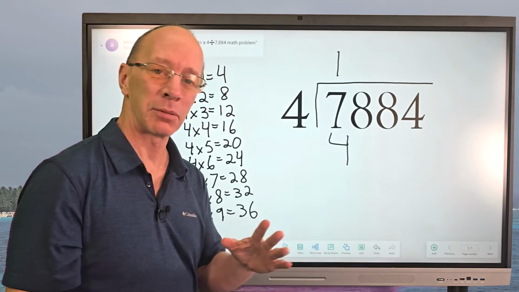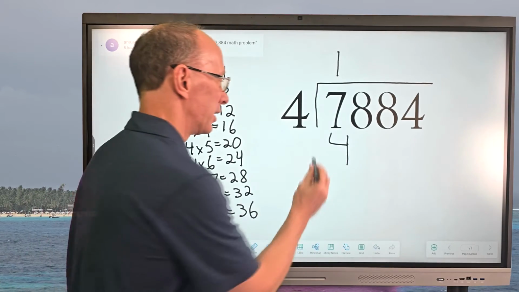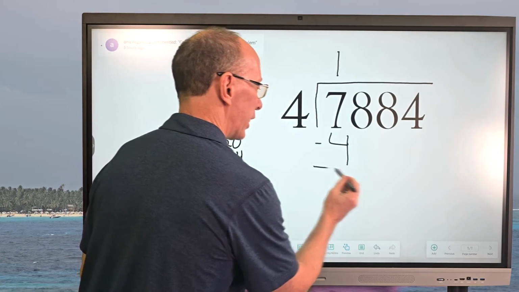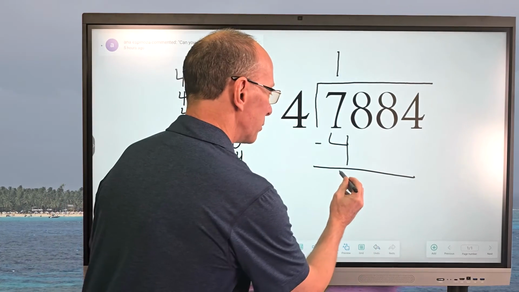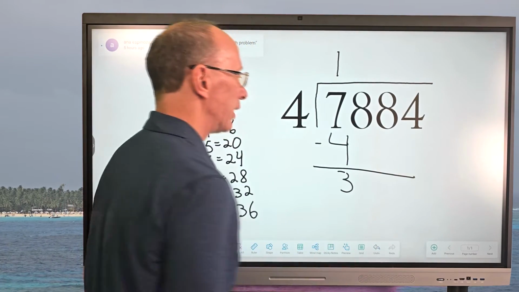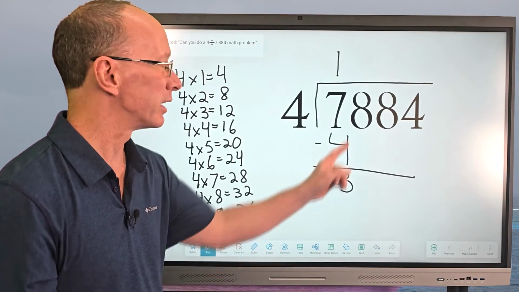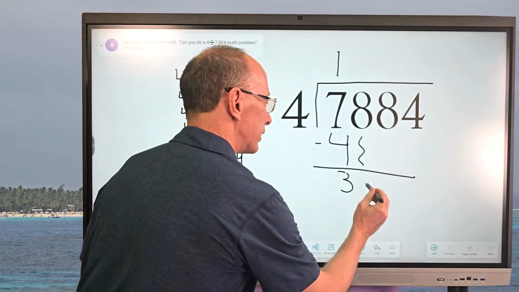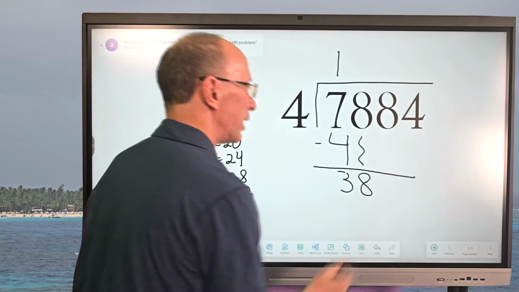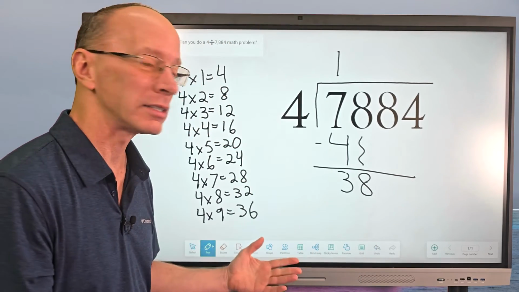And then our next step is we're going to use subtraction. All right, so I'm going to go ahead and subtract. And then 7 minus 4 equals 3. I'll put the 3 right here. And then the next step is to bring the next number straight down. Right there. So I have 38. And then I'm going to start the whole process over.